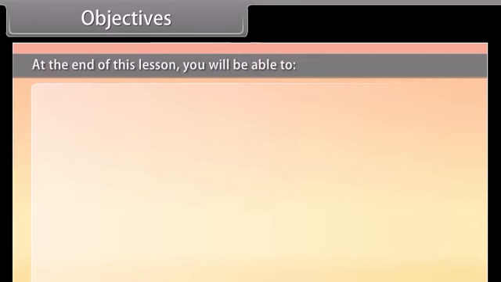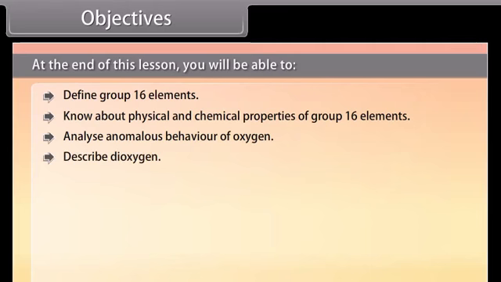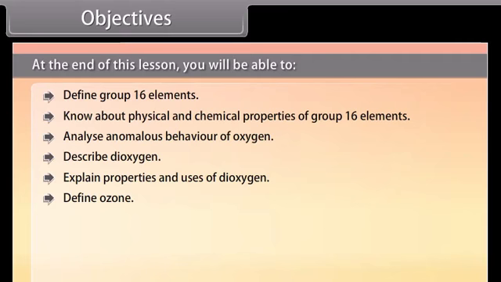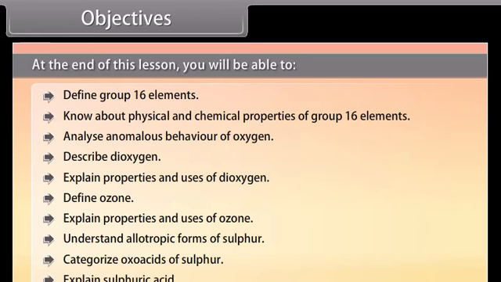At the end of this lesson, you will be able to define group 16 elements, know about physical and chemical properties of group 16 elements, analyze anomalous behavior of oxygen, describe dioxygen, explain properties and uses of dioxygen, define ozone, explain properties and uses of ozone, understand allotropic forms of sulphur, categorize oxoacids of sulphur, explain sulfuric acid.